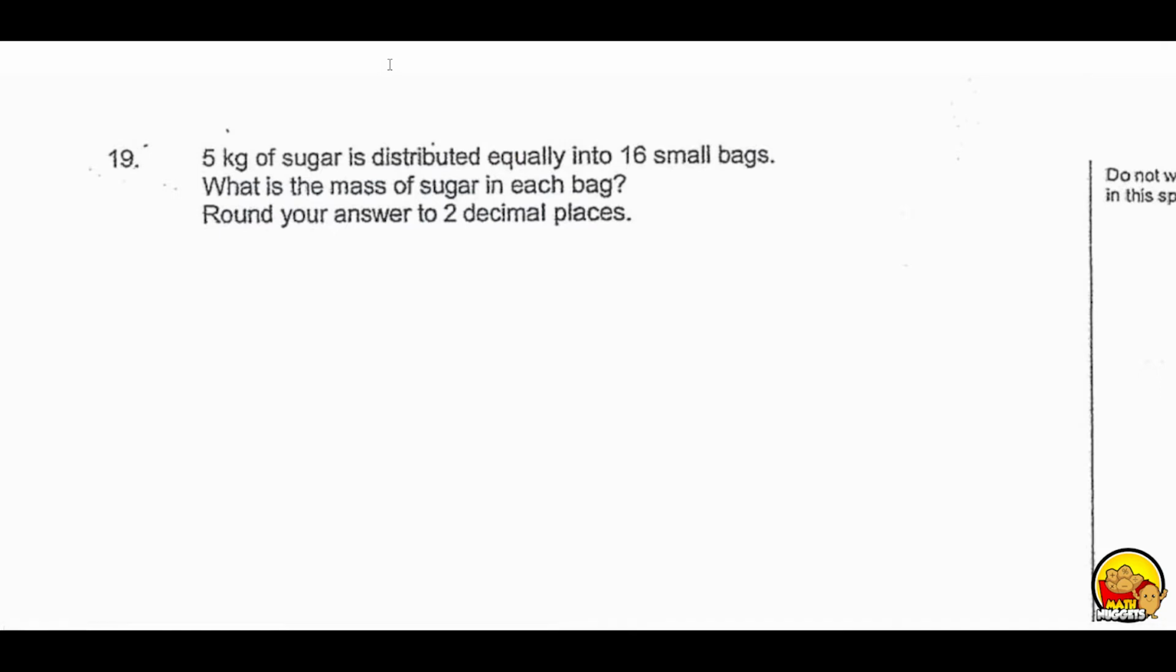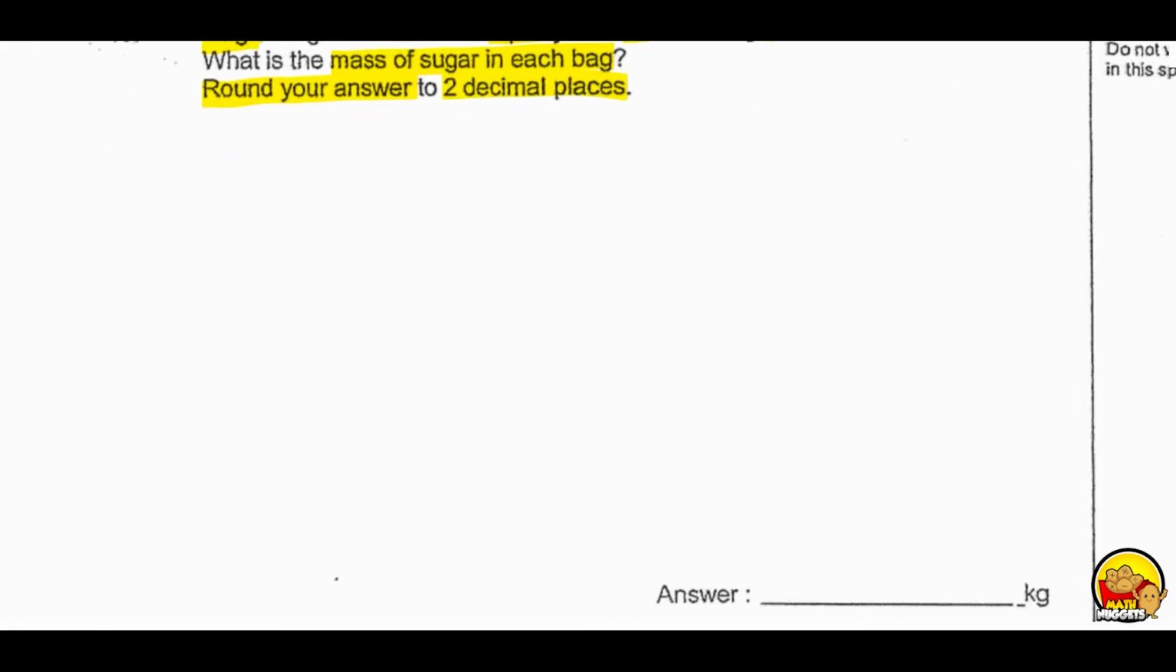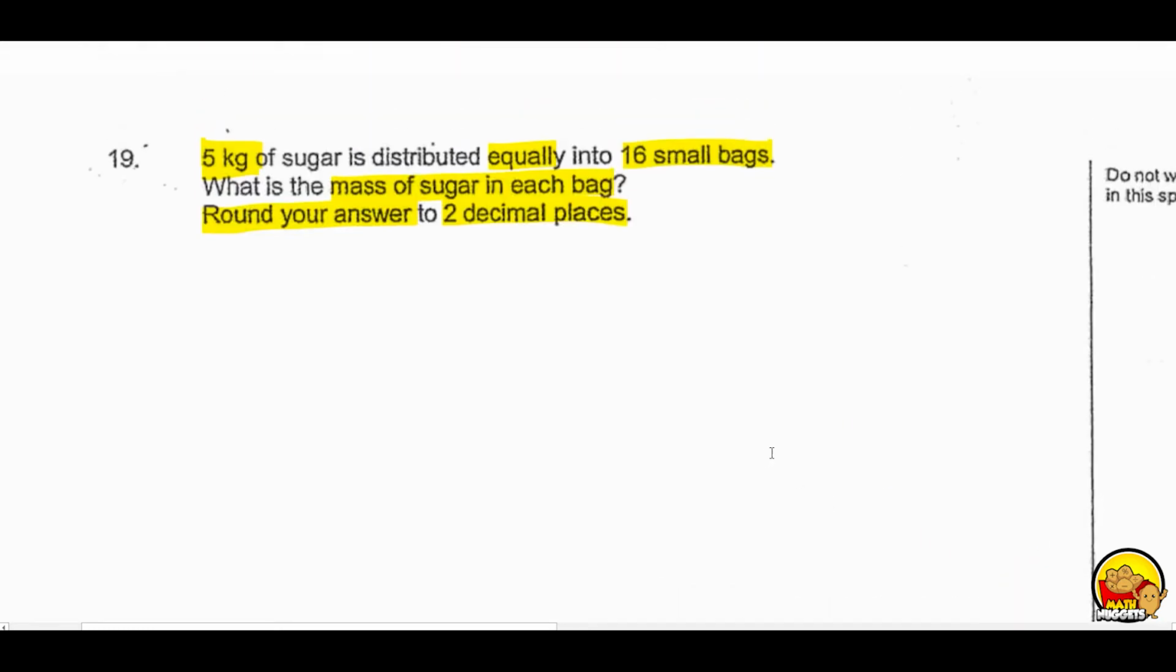Question 19, 5 kilograms of sugar is distributed equally into 16 small bags, and we're trying to find the mass of sugar in each bag and round our answer to 2 decimal places. So they want it in kg. If you notice the answer blank here, they want it in kilograms. So let's keep it as 5 kg divided by 16.